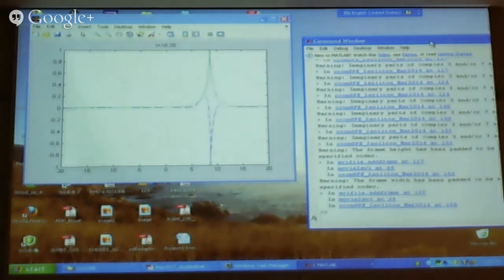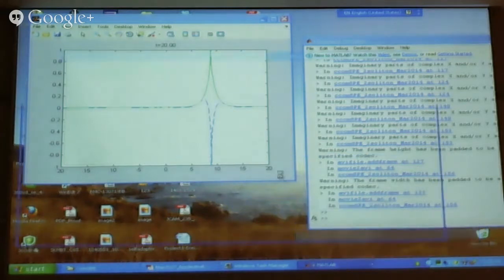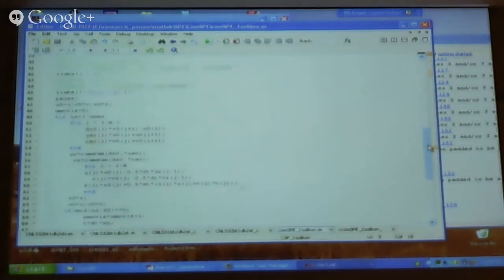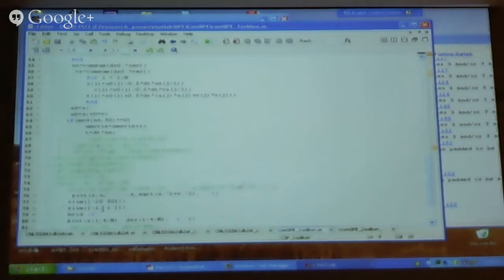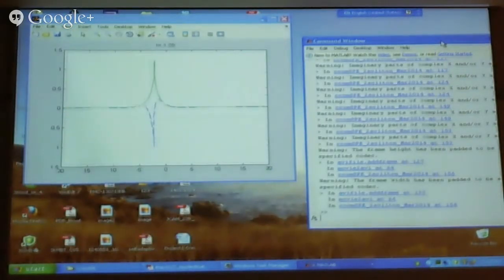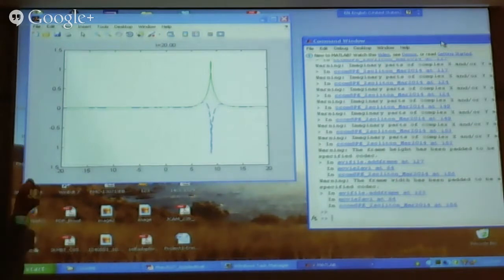We have a loop. However, it seems like I needed to change the range here. Let me quickly do that during the calculation. Maybe I just change this 1.5 to 1.5 and see what happened. Yeah, you see actually this solution on the tip is multi-valued. There's a small loop.